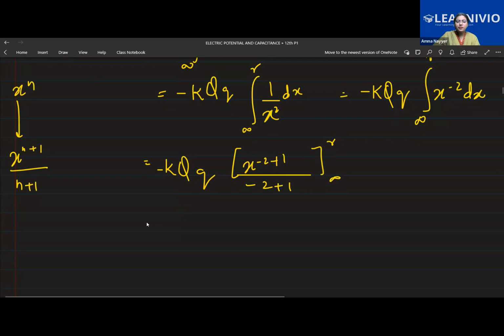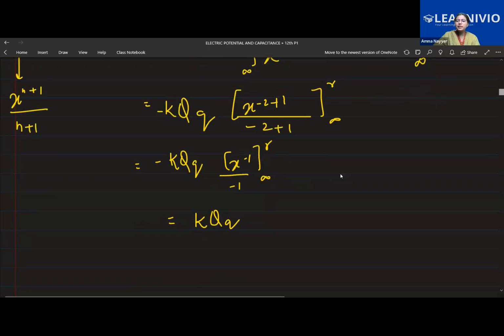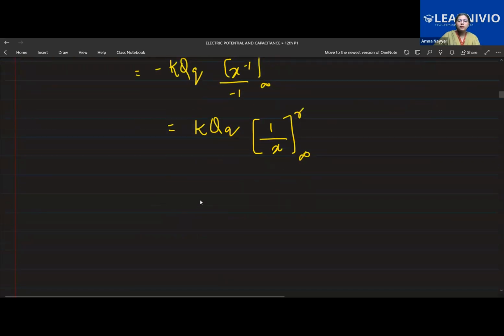So what is left? Minus K capital Q small q. This is x to the power minus 1 divided by minus 1 from infinity to R. Now look, this minus will automatically make it positive. So K capital Q small q, x to the power minus 1, let's make it as 1 by x from infinity to R. Let's put the limits now. So see, this will be K capital Q small q, 1 by R minus 1 by infinity.